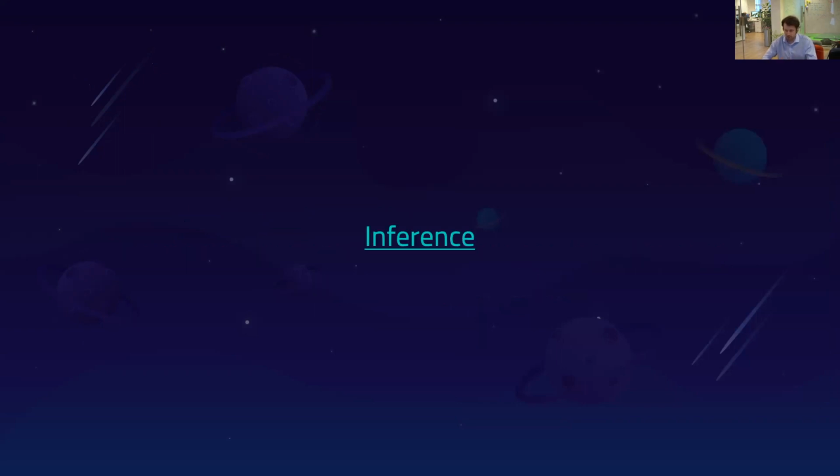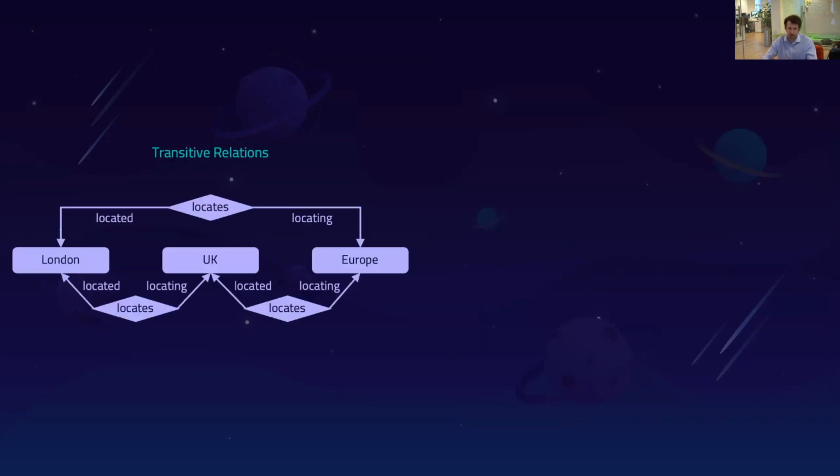And then we move to the inferencing part. This is what we were looking at during the demo, specifically the type-based inferencing and the rule-based inferencing. So how do we write rules in TypeDB?